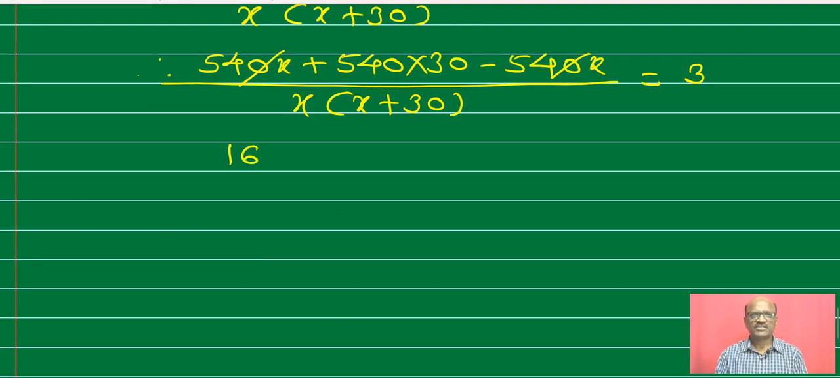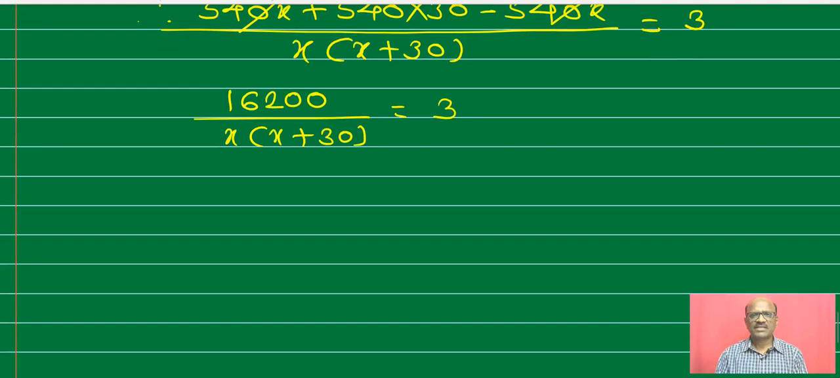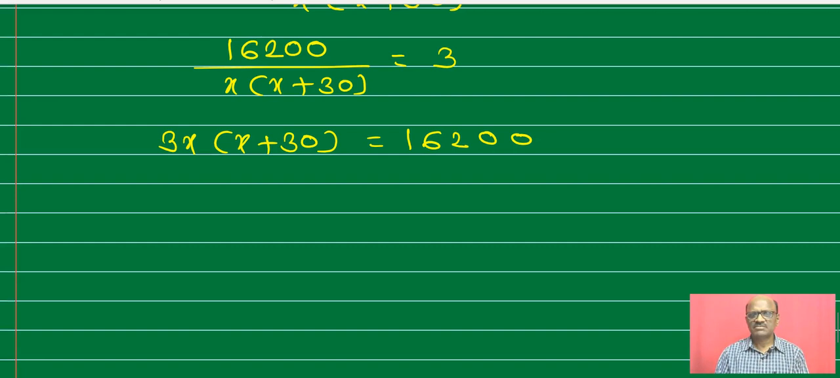Normal simplification is there. That is 16,200 upon x in bracket x plus 30 is equals to 3. Therefore, cross multiplication again there. That is 3x in bracket x plus 30 is equals to 16,200. Therefore, 3x square plus 90x minus 16200 equals to 0.